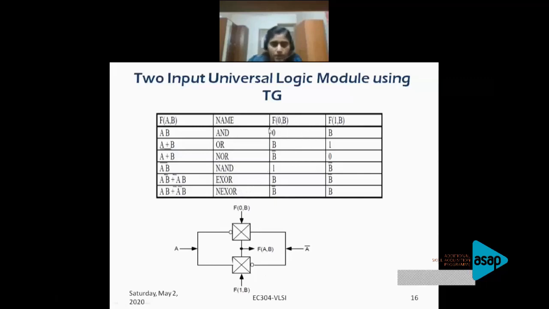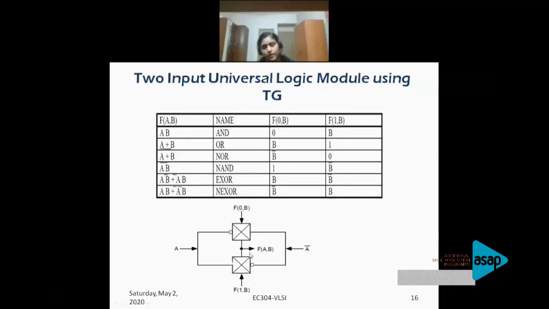Now, let's see how this works. So, let's say you talk about A dot B, which is your AND function. When it is an AND function, f of 0 comma B, that is this input, should take the value that is provided here. So for f of 0 comma B, the first function, this value will be 0. Assume this is 0 over here. Now what about the other input? It is actually given here as B. So this is 0 and this is B.